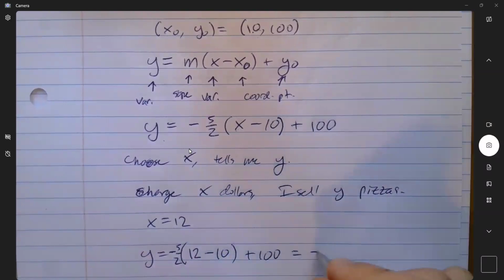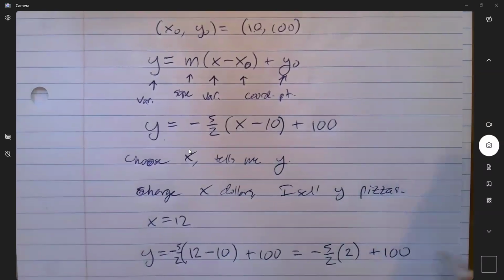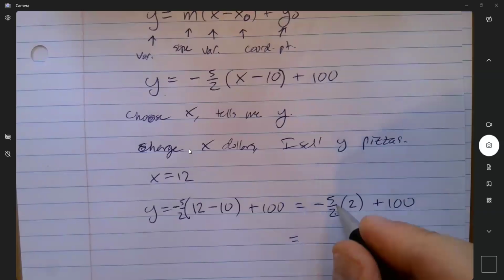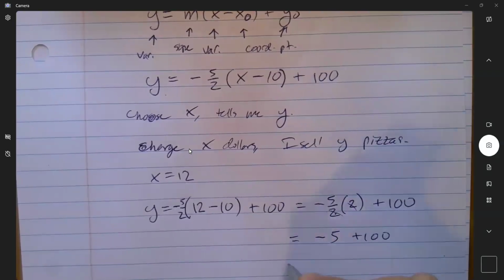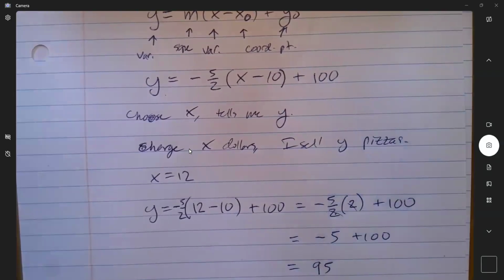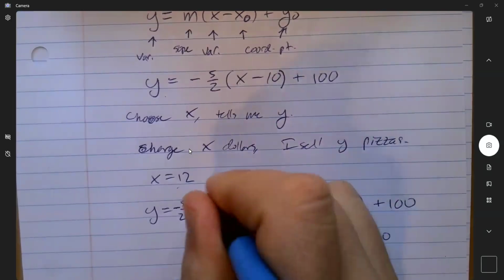I do the 12 minus 10 first because it's in the parentheses. 12 minus 10 is 2. And then I do the multiplication first because of PEMDAS. And I get minus 5 over 2 times 2. The 2's cancel, and I get minus 5 plus 100, which is 95 pizzas. And sure enough, that's 5 fewer pizzas. I charged $2 more, and I sold 5 fewer pizzas. Put units on there.